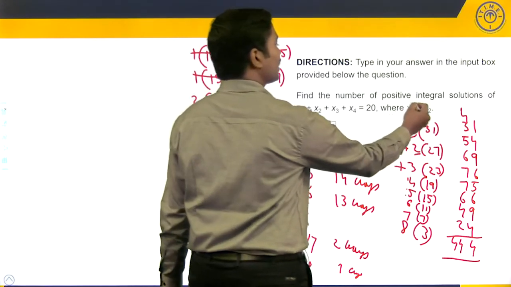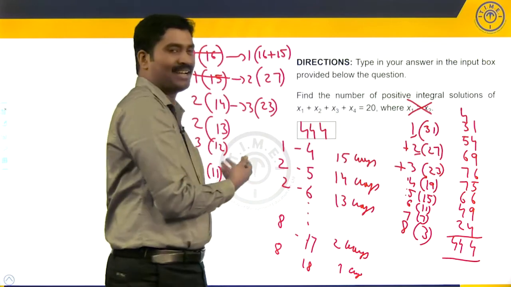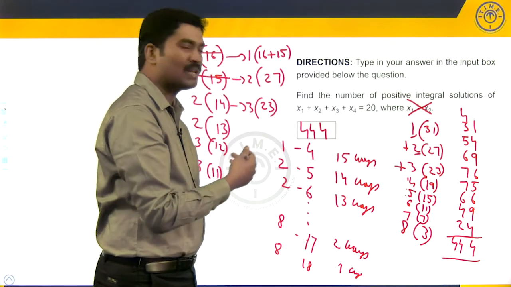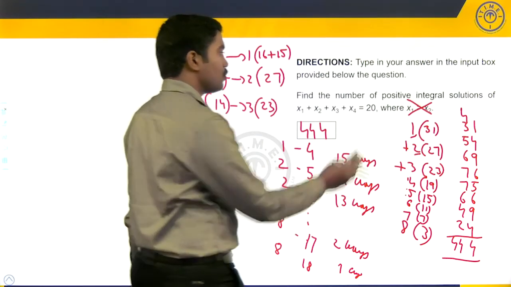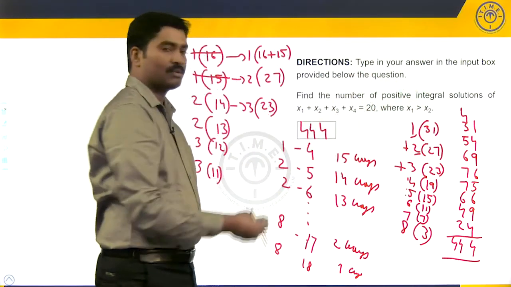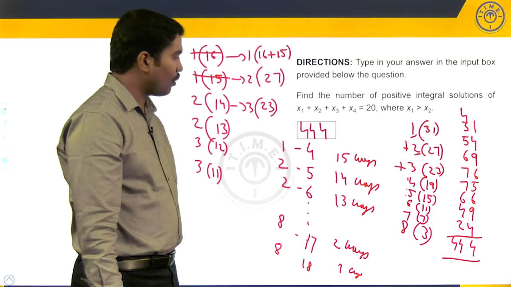Now, had this one constraint not been there, we could have just directly applied the formula, right? N minus 1 C R minus 1. But thanks to that one thing, the entire solution went roundabout. So the answer to the question in its present form is 444.